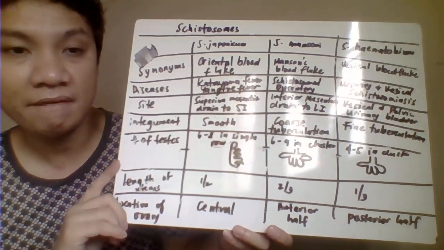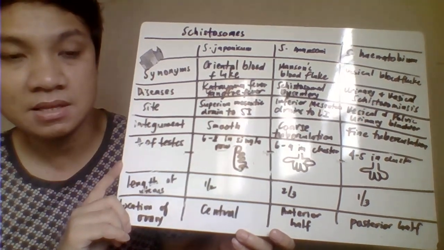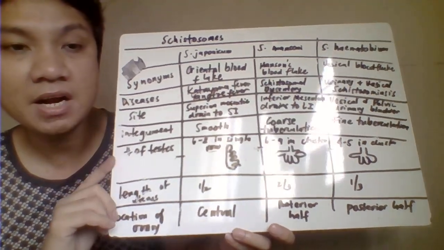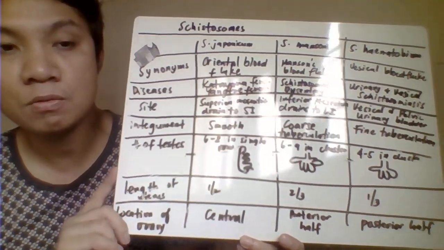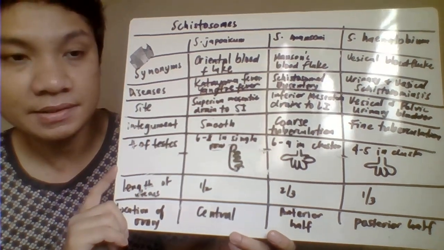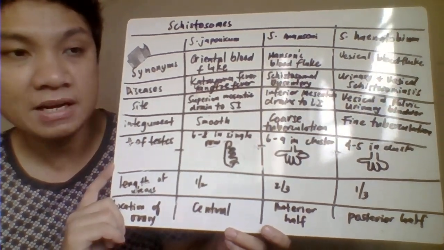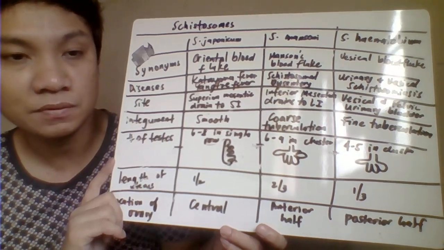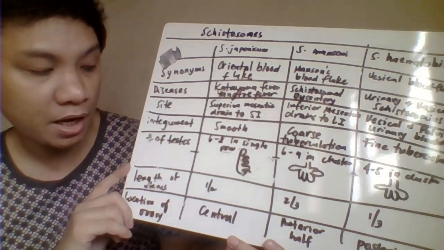Okay, for adult worms, for Japonicum, you could find it inhabiting the superior mesenteric vein, which drains the small intestine. For Mansoni, that's the inferior mesenteric vein, which drains the large intestine. And your haematobium could be found in the vesical and pelvic plexus, or even in the urinary bladder.